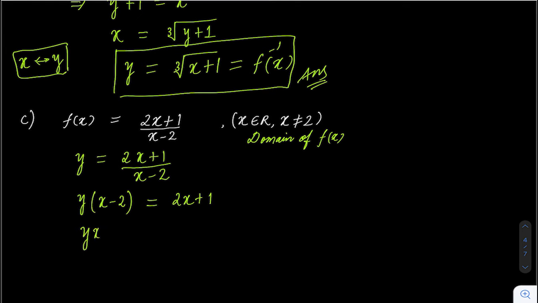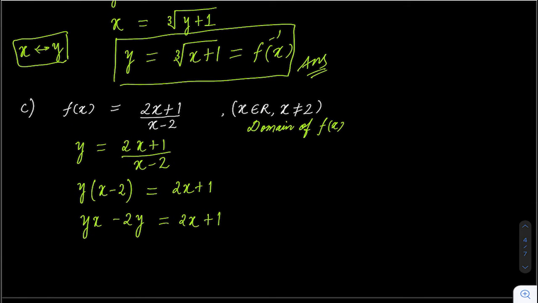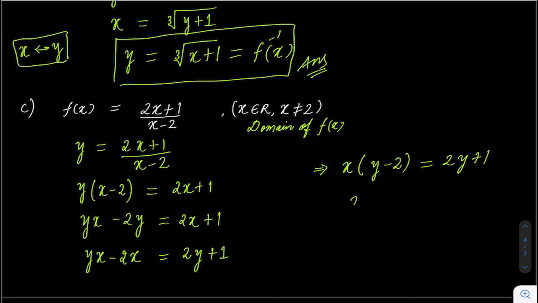And this will give me xy minus 2y equals 2x plus 1, and I can write yx minus 2x. So basically I am collecting all the x terms on one side and everything else on the other side. So this 2y goes to the right side to give us 2y plus 1. Now next I can take this x common, so I will get x times (y minus 2) equals 2y plus 1. So my x value comes out to be 2y plus 1 over y minus 2.